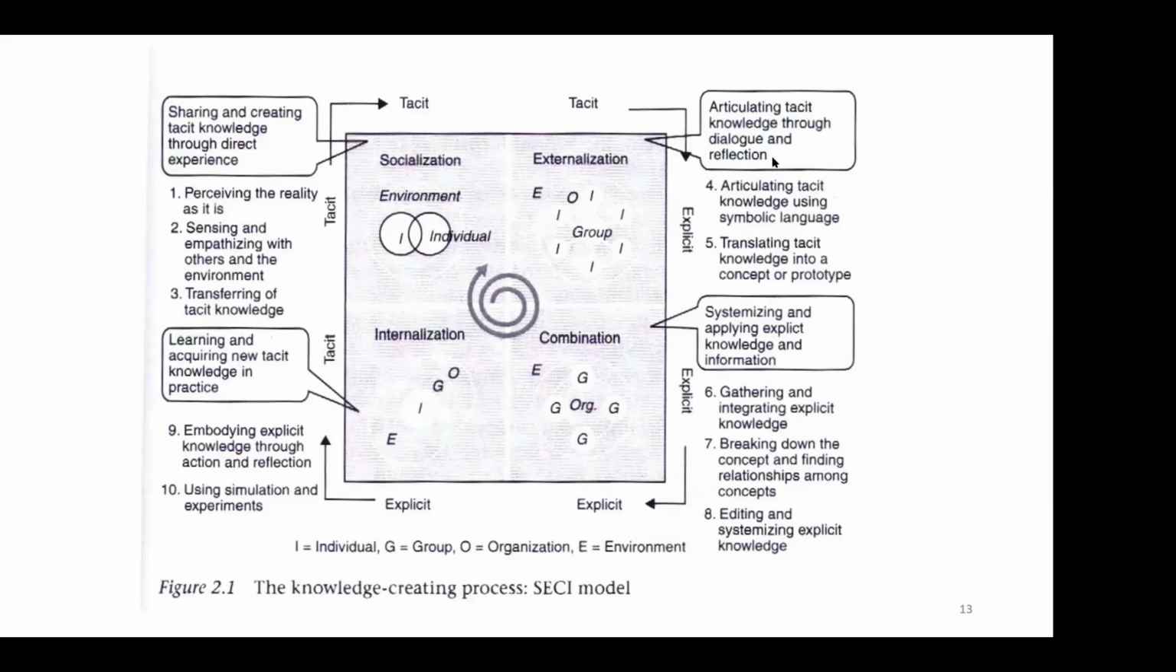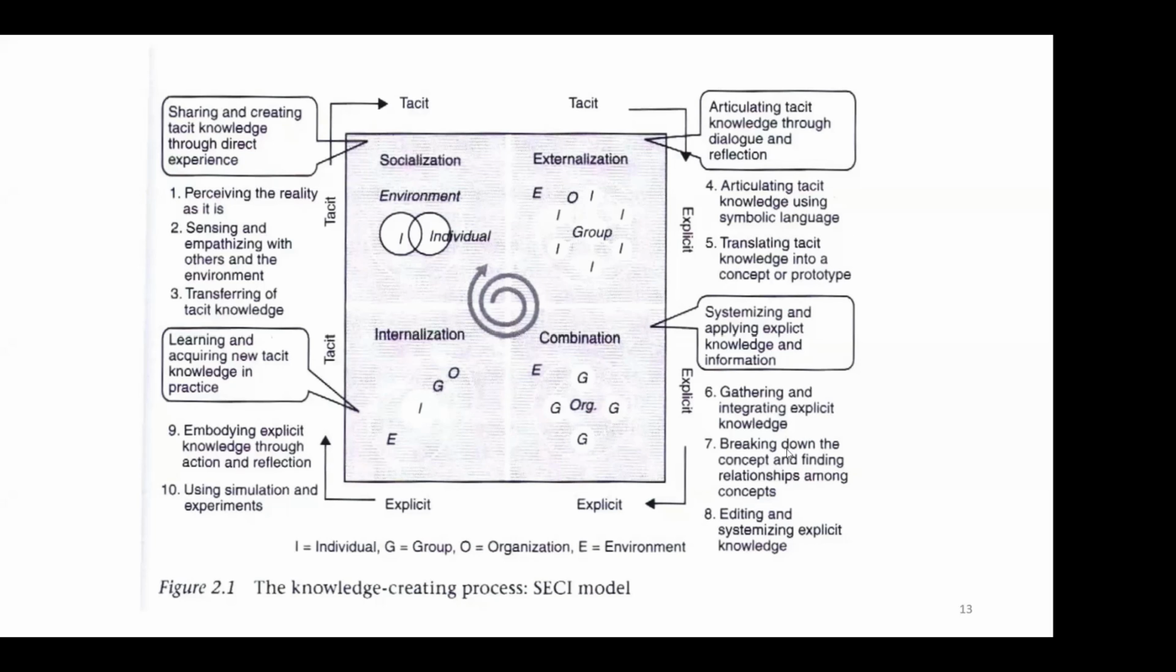So when you go into socialization with your friends, you are actually doing a lot of dialogue as well. And then when you start to articulate using symbolic language, meaning that you use words, language, objects, describing whatever you use, you translate, you are actually working within the tacit knowledge, trying to put it in explicit form. And then you translate the tacit knowledge into the concept of prototype. This is actually happening when you start to innovate.